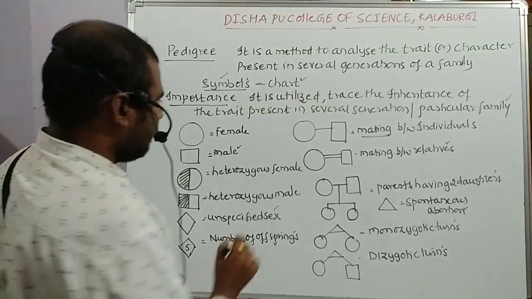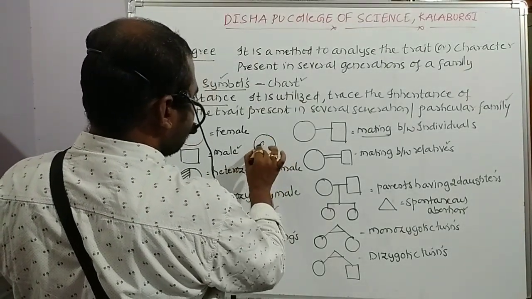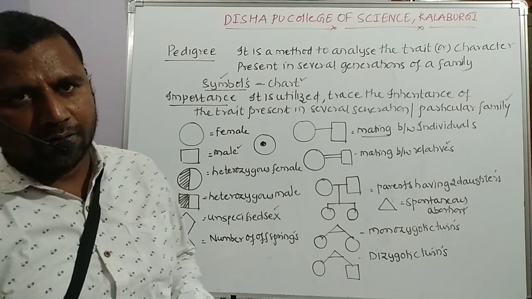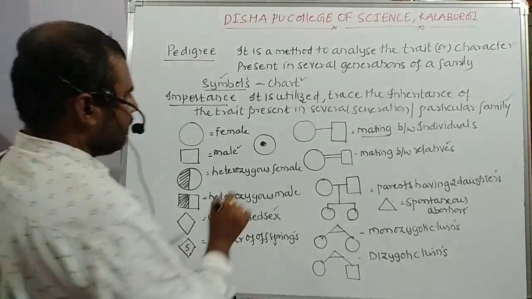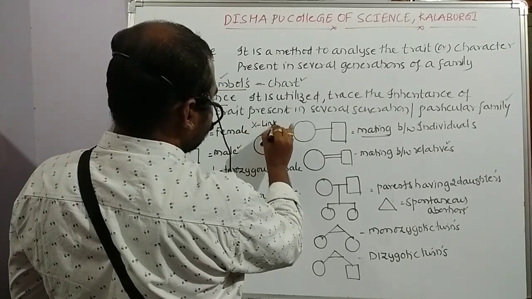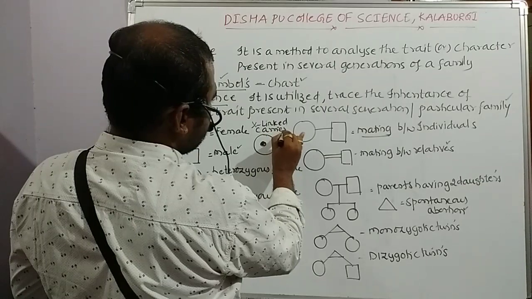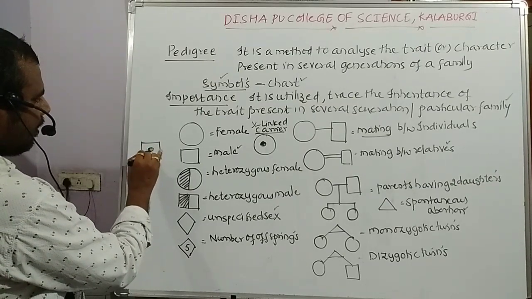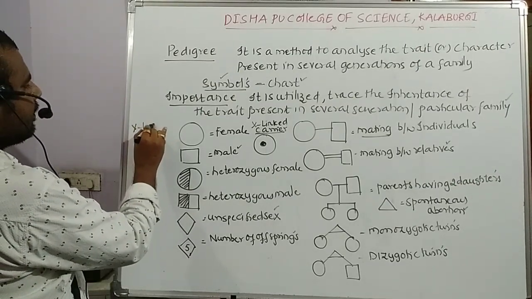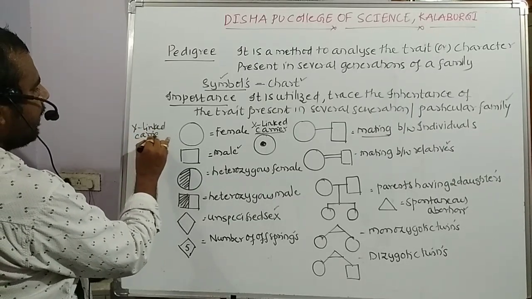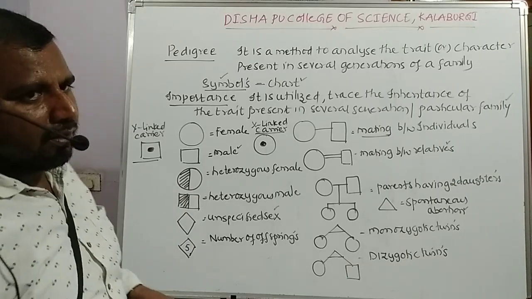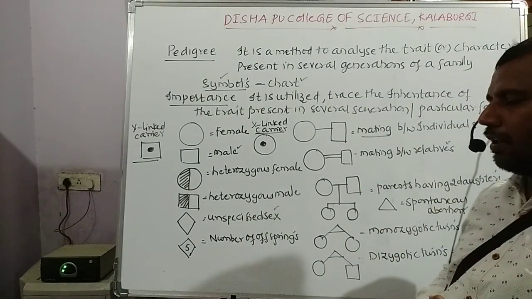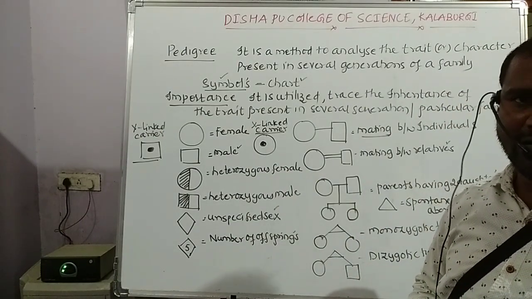Now one more symbol is there. Keeping a circle like this, and at the center a dark spherical dot, it indicates an X-linked carrier. A square box with a dot symbol indicates a Y-linked carrier. So dear students, all these are the symbols of the pedigree. By representing the symbols, one can draw the chart of the pedigree.